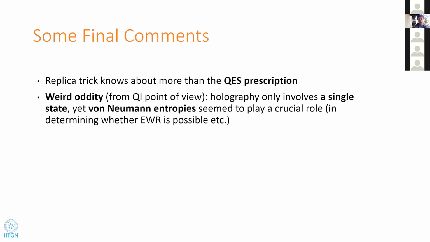A second point, which I haven't really emphasized, is that there was always a weird oddity from a quantum information point of view, which was that holography only involves a single copy of a state rho. You don't have some large tensor power of rho. Yet von Neumann entropies seem to be playing a crucial role, even in things like entanglement wedge reconstruction, where you didn't put in that you wanted to think about the von Neumann entropy, but somehow the bulk von Neumann entropy was showing up.